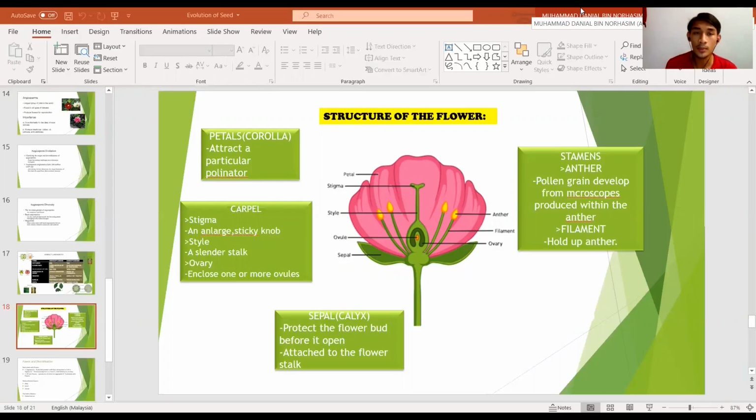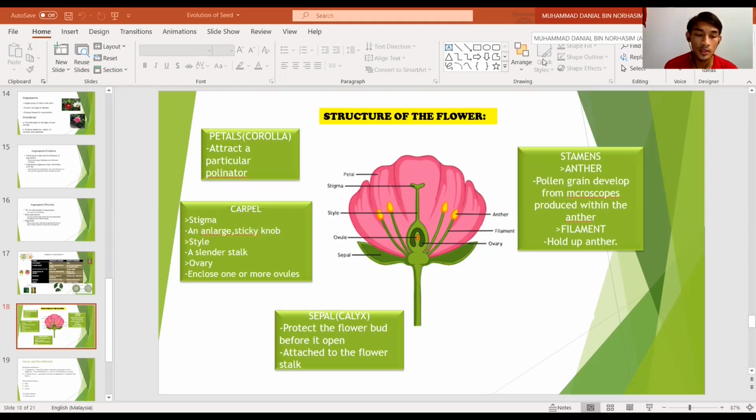Okay, the first part is petals, also known as corolla. The function of petals is to attract a particular pollinator. Next we go for carpel. Carpel is the female reproductive organ of a flower, and it also has a few parts, which are stigma, style, and ovary. Next we have sepal. The function of sepal is to protect the flower bud before it opens, and it is attached to the flower stalk. So the last part is stamen.